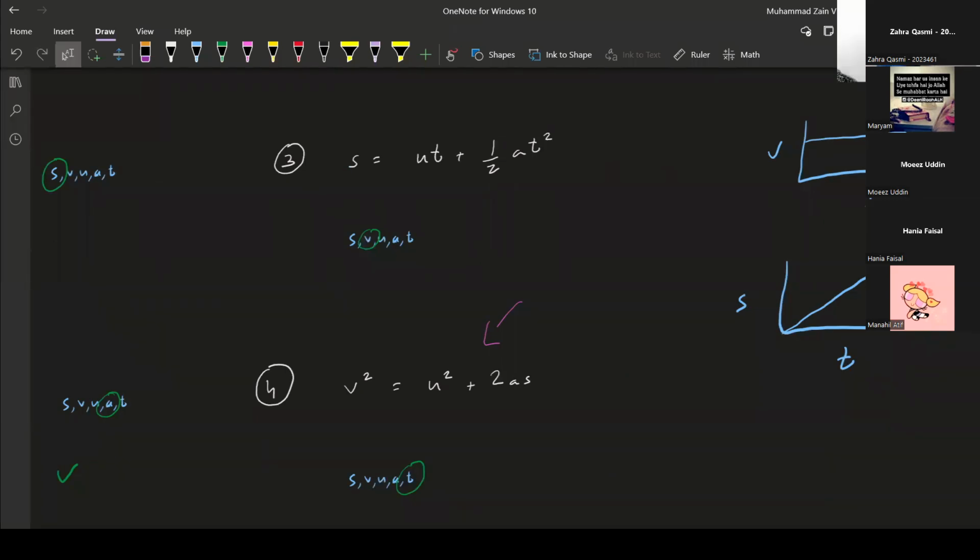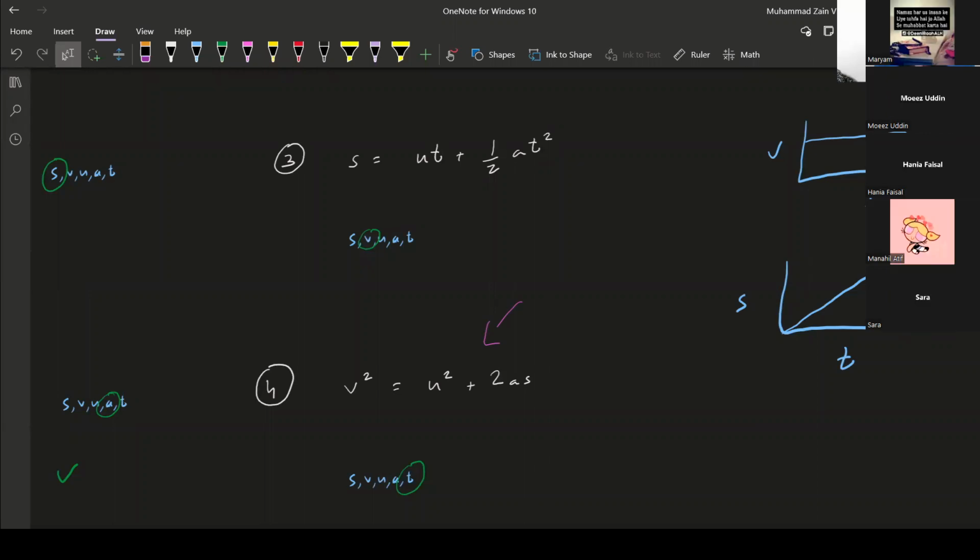This formula does not have v in it. So if I don't know v, if there's no information about it, and I have the displacement, the initial velocity, acceleration, and time, then out of these 4, any one would be missing. If I have 3 of them and I need to find the fourth, I use the third formula.